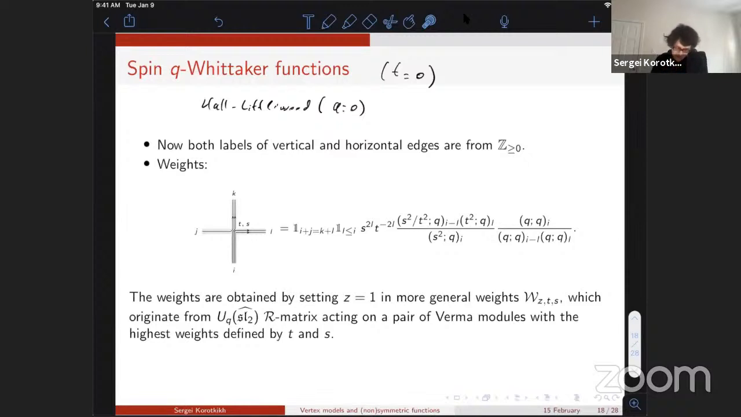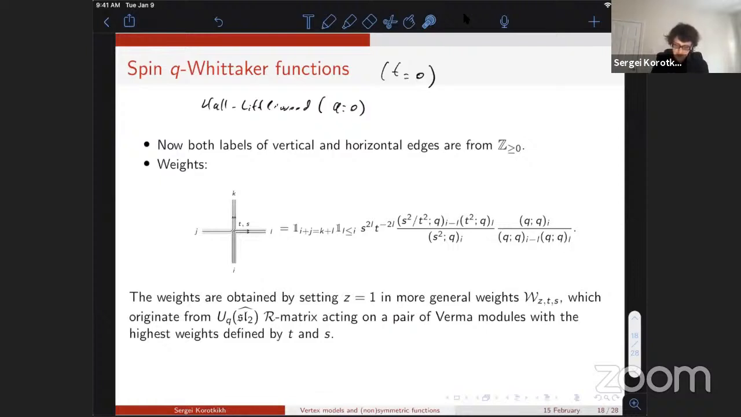So, okay, let me just describe the model I want to work with. Now, instead of having only vertical edges with arbitrary integer parameters, I will have both vertical and horizontal edges labeled by an arbitrary integer, which corresponds to the fact that now I don't have any restriction on the number of paths along the vertical or horizontal direction. The vertex weights can be given explicitly by this expression. I don't want to go into the structure of this expression, but I would rather tell you where it comes from in terms of quantum groups.